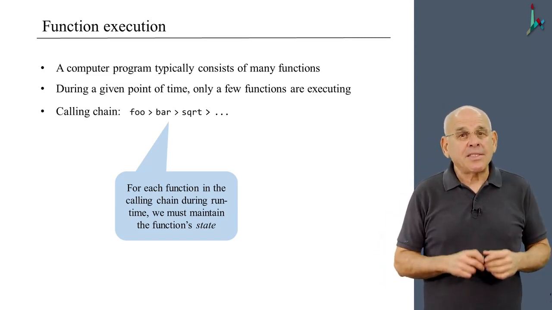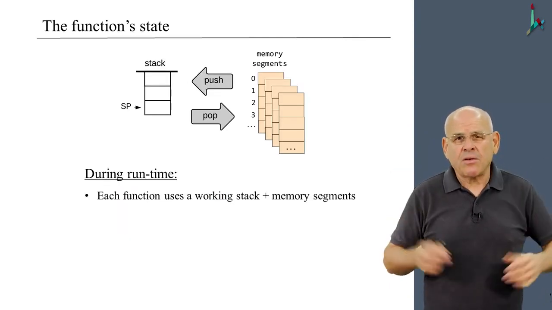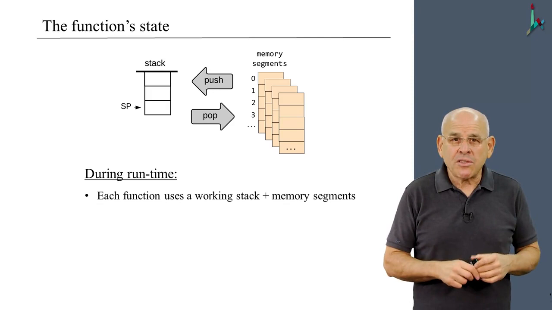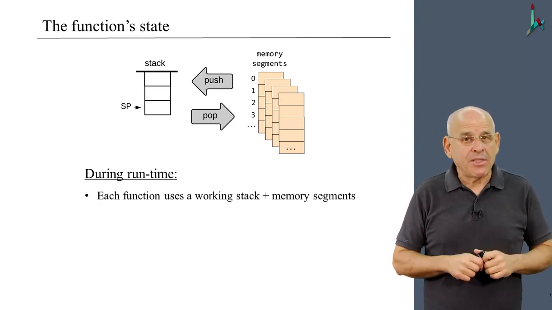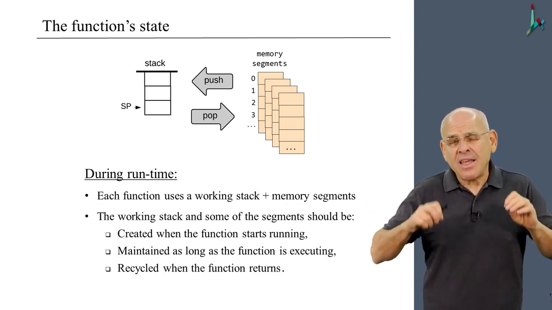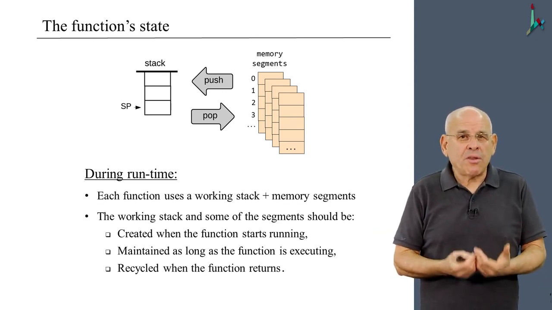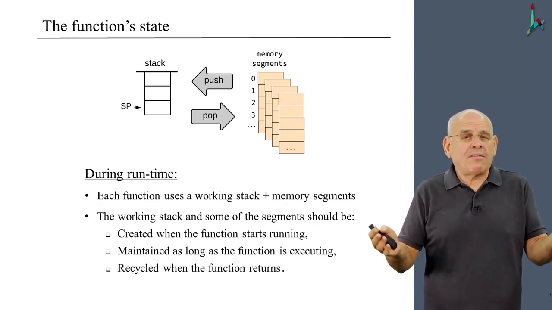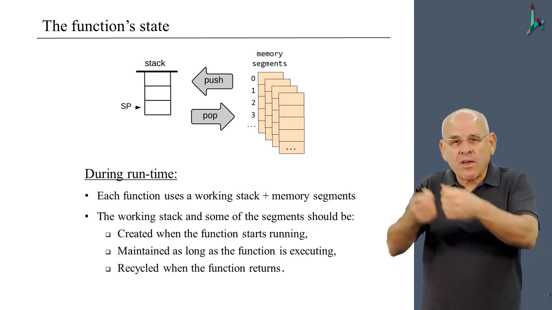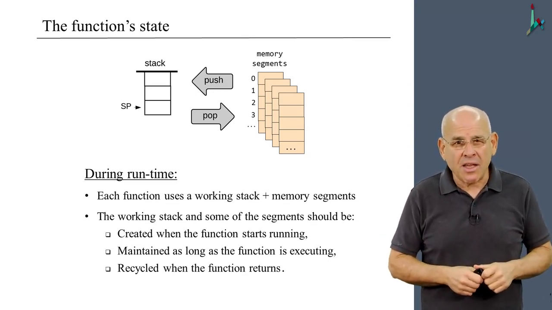So what is this state that I refer to? Well, the function state is also an imaginary concept that we use in order to refer to the function's working stack and memory segments. And so taken together, we call these things states. And here is what we have to do with this state. When the function enters its execution, when the function starts running, we have to create a state for this function. We have to give it an empty working stack. We have to give it its local segment and argument segment and so on. And then the function starts doing its things.